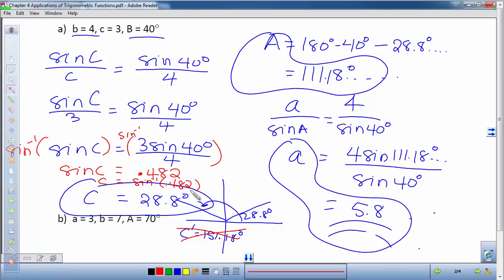Yes. Is there a way to determine that without putting it in the calculator first? Which piece? Like determine that 3 sine 40 degrees over 4 is between -1 and 1.